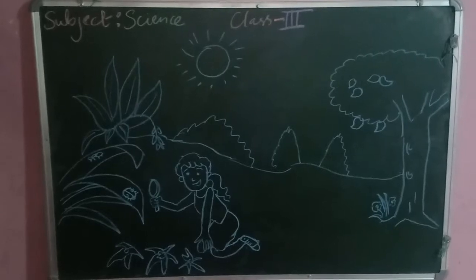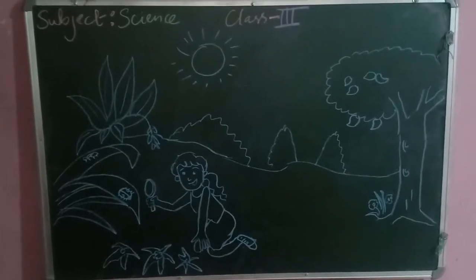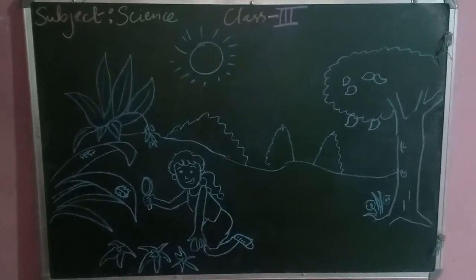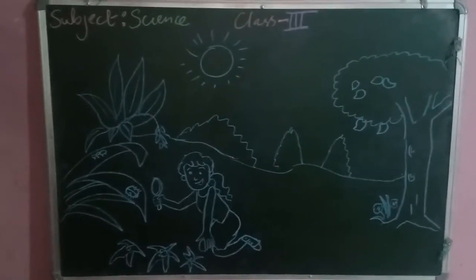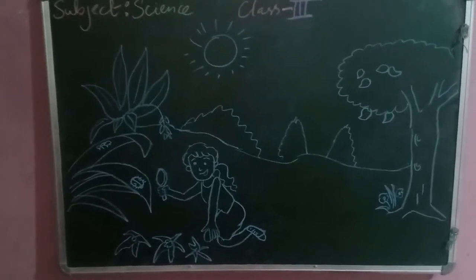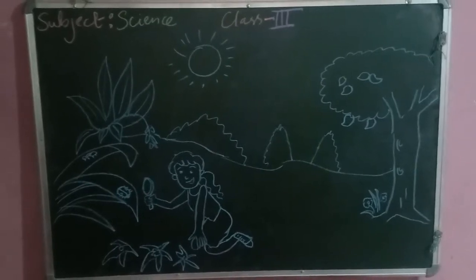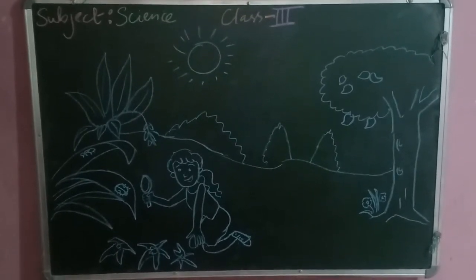Circle any 5 things you can see in the pictures below. Sort them as living or non-living things. As you can see in your textbook, you have to circle them according to whether they are living or non-living things.